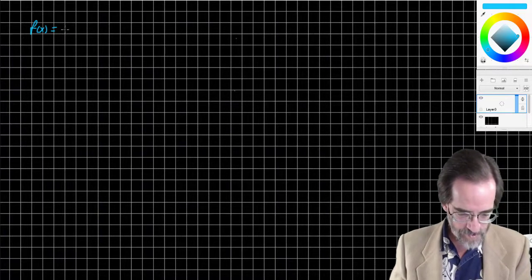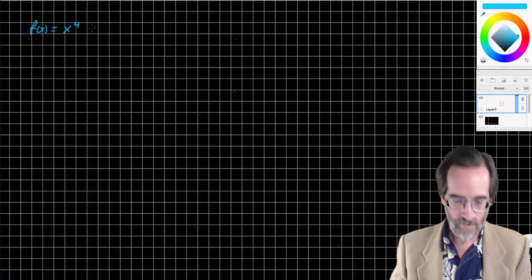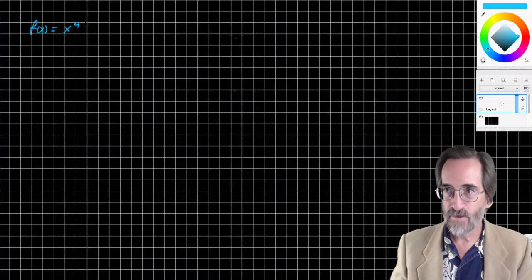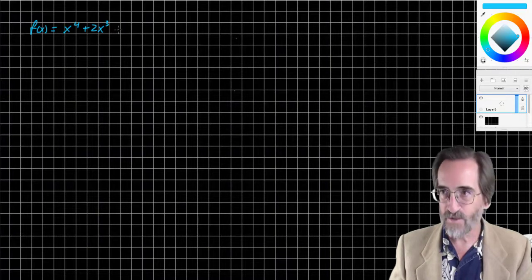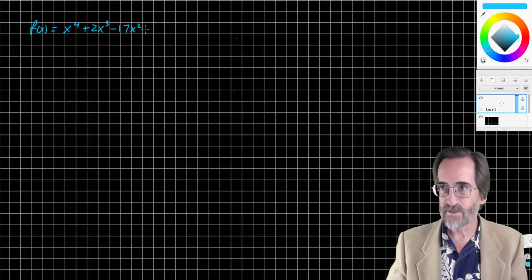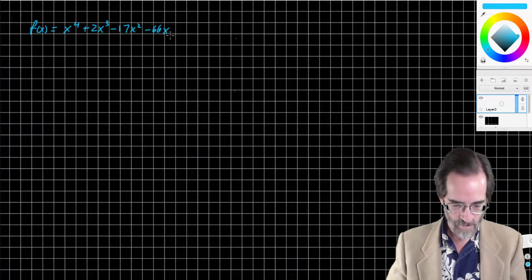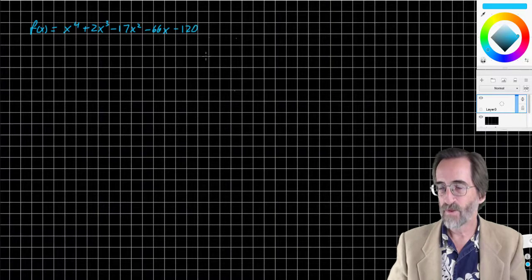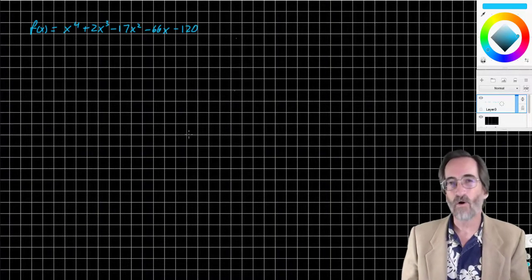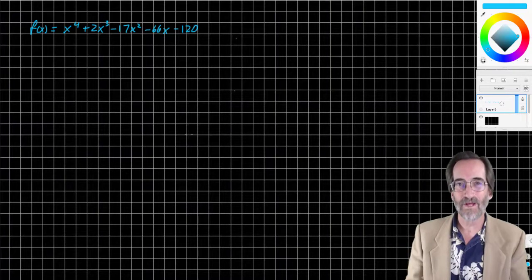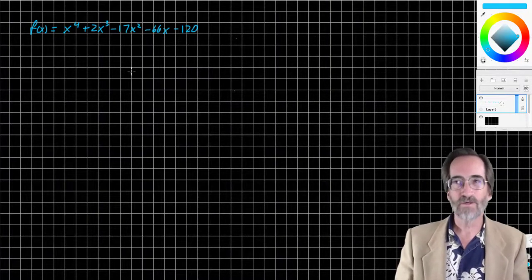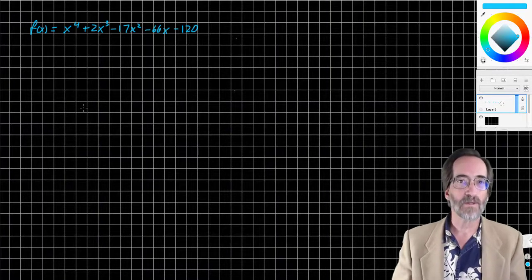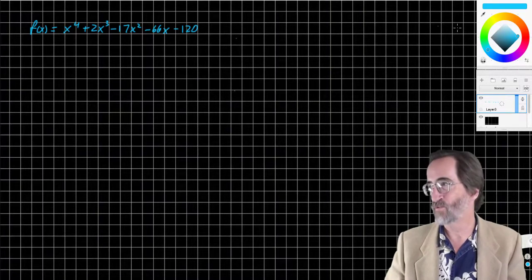f of x equals x to the fourth plus 2x cubed minus 17x squared minus 66x minus 120. Okay? And what I'm after is all the zeros, both complex and rational or real. Okay? And so using the rational roots theorem allows me to at least identify what the possible rational roots are.